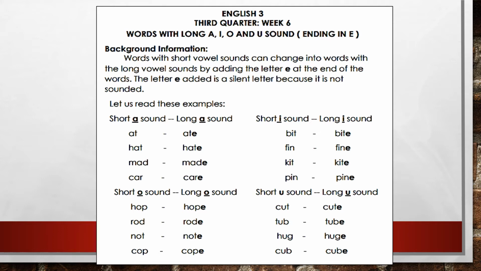hate, made, care. Okay, so napansin nyo ba grade 3 na magkaiba sila? Ang isang letter A, short sound siya, maikli. At, hat, mad, car. Yung isa naman, letter A din siya, pero long A siya. Like, ate, hate, made, care. Subukan nyo nga para mapansin yung pagkakaiba. Alright.